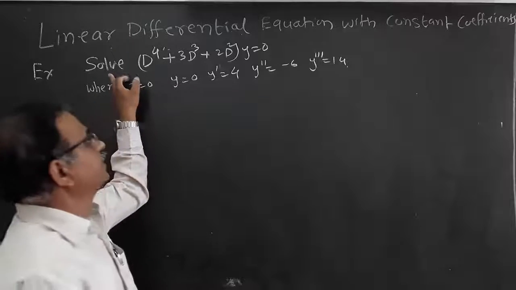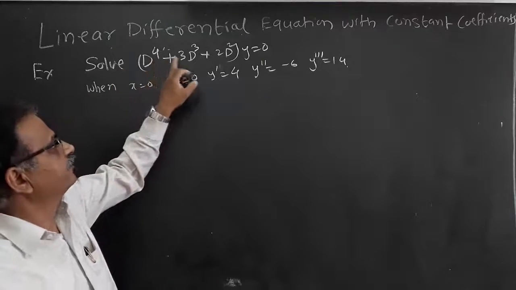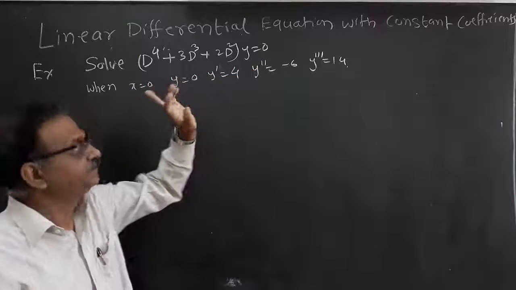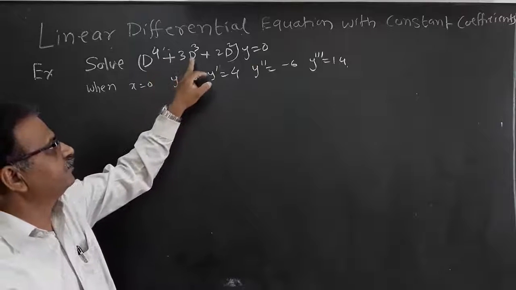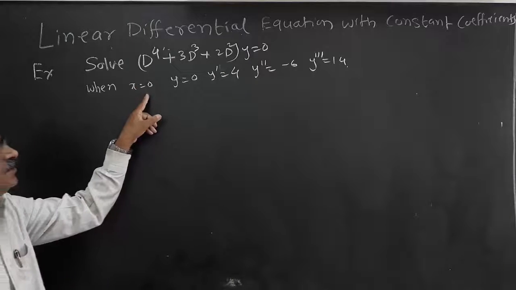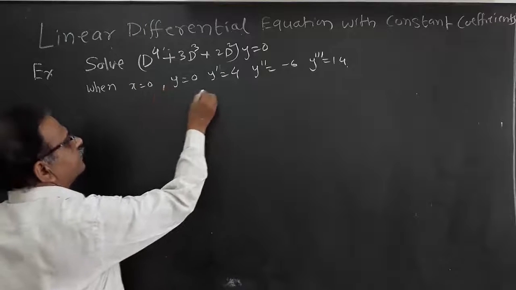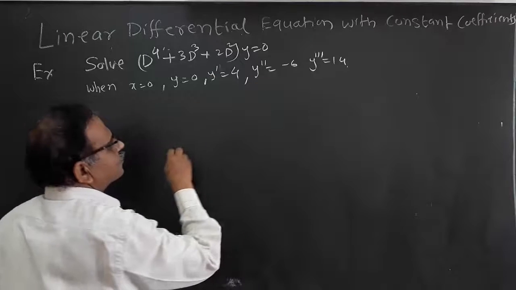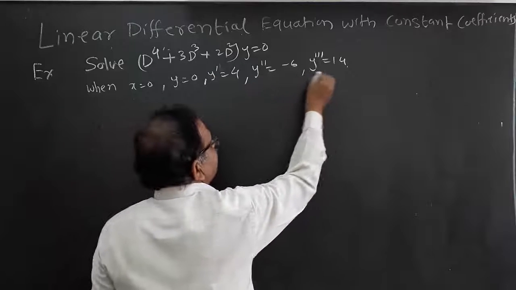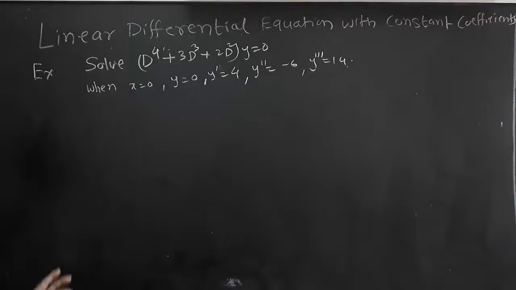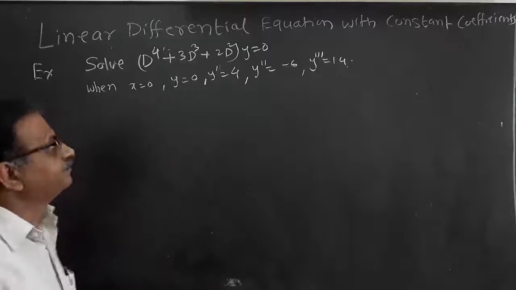Our problem is to solve the differential equation D raised to 4 plus 3D cube plus 2D square y equal to 0, with the conditions x equal to 0, y equal to 0, y dash equal to 4, y double dash equal to minus 6, y triple dash equal to 14. That means we have to find the particular solution of this problem. We shall find the general solution.